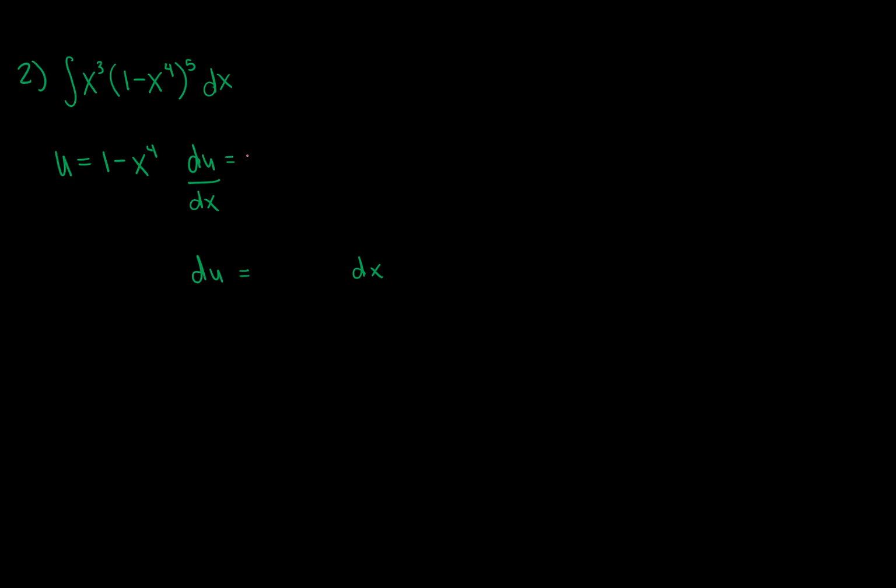But you're basically taking your u substitution and taking the derivative of it. So the derivative of 1 is 0. The derivative of negative x to the 4 is going to be negative 4x cubed. So this one becomes negative 4x cubed dx.